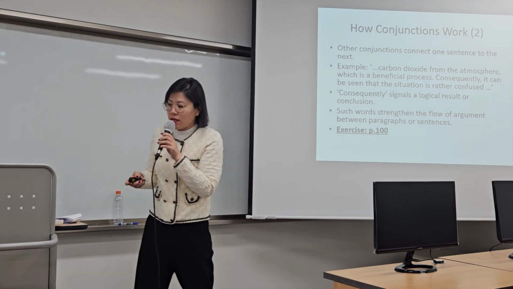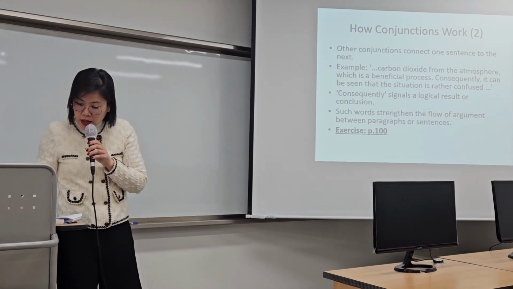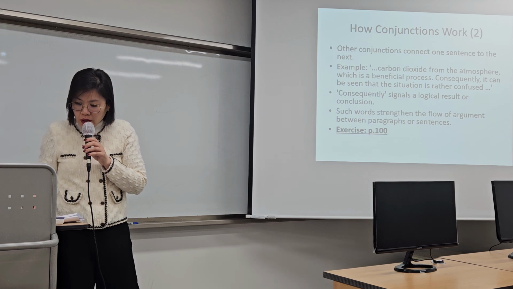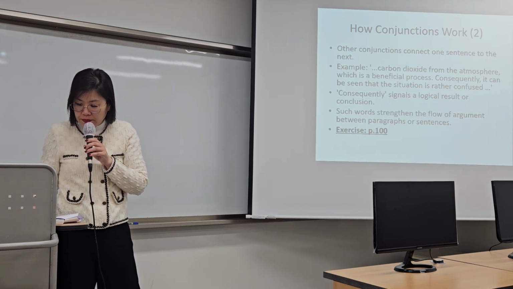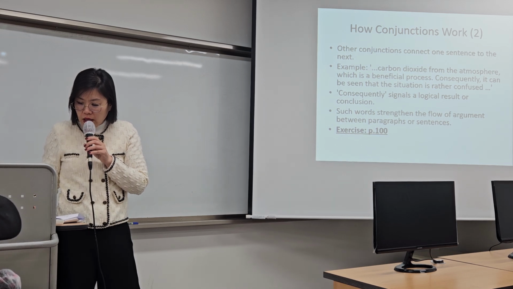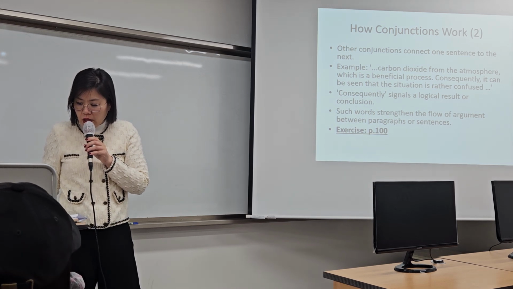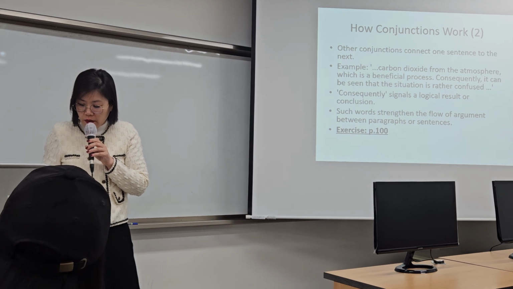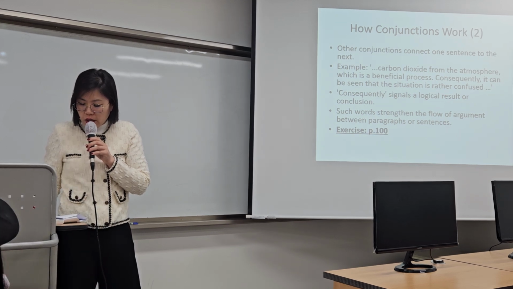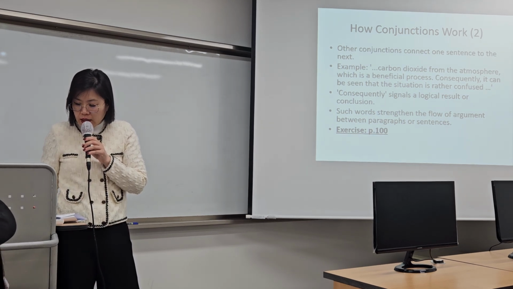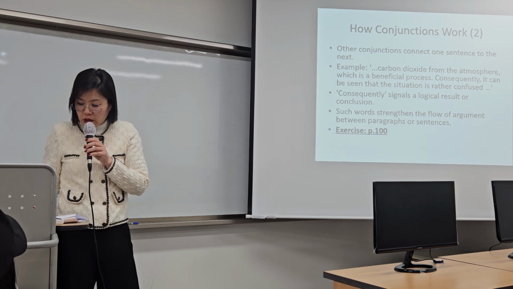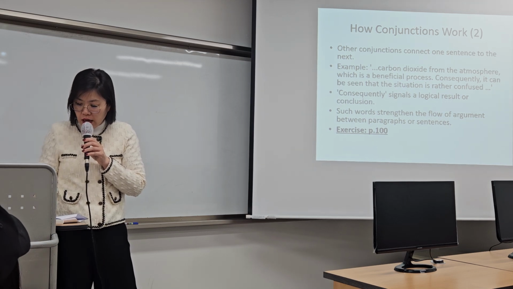Okay, let's do the exercise on page 100. It's quite easy. It says underline the conjunctions in the following sentences. Also, there are 6 main types of conjunction. Match each of the types below to one of the sentences above, and read the earlier paragraphs on biofuels and decide what the function of each conjunction is. So we have 3 exercises here.